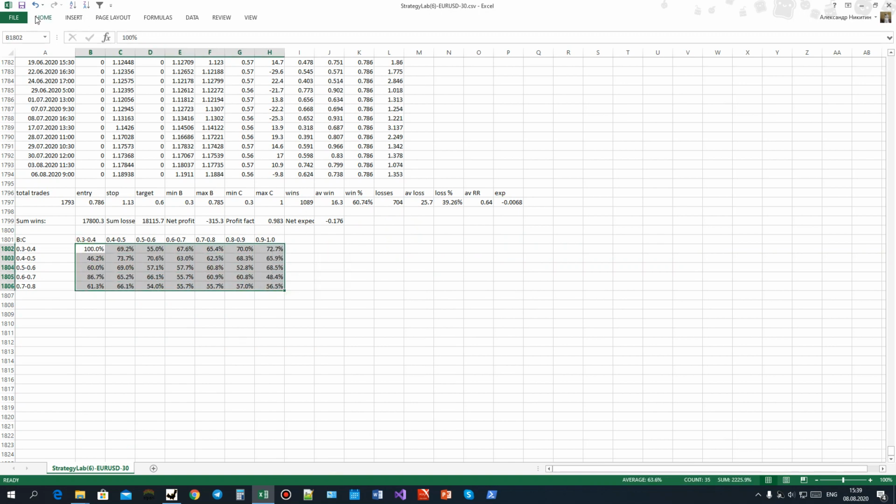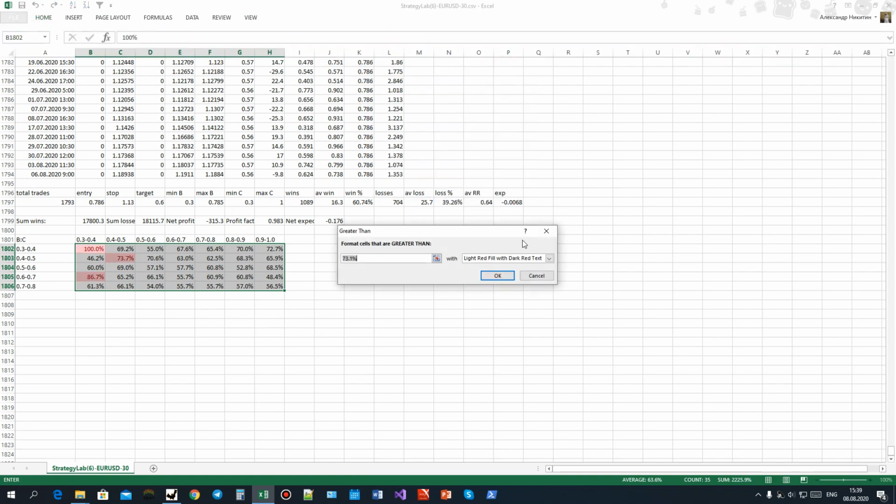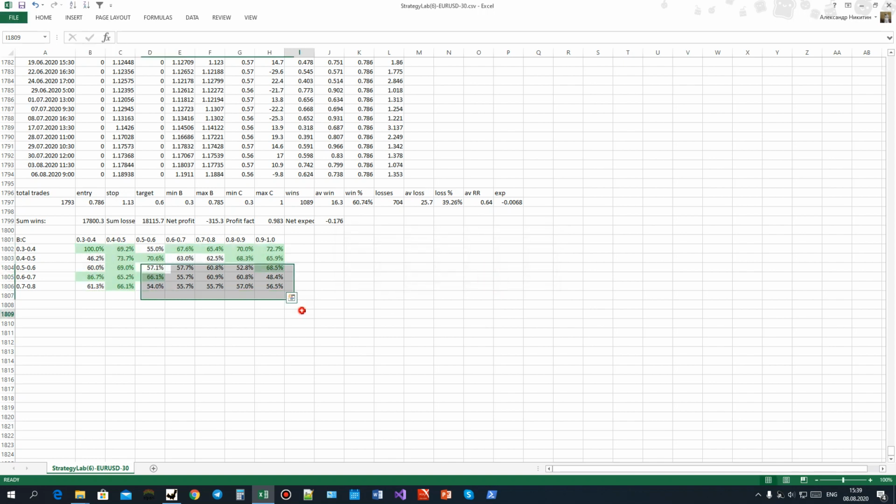Let's turn this into percentages. Let's use some conditional formatting, greater than, and we agreed to have 65 as our breakpoint. Okay, now it looks a bit different. For 30 minutes it looks this way, for 1 hour time frame it looks this way. So you may have settings for 30-minute time frame, and you may have settings for 1 hour time frame.